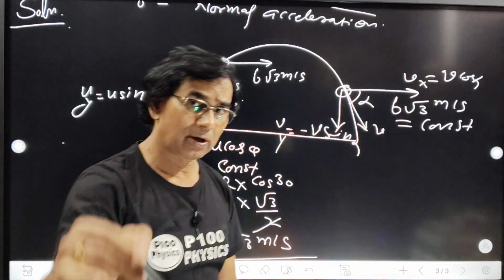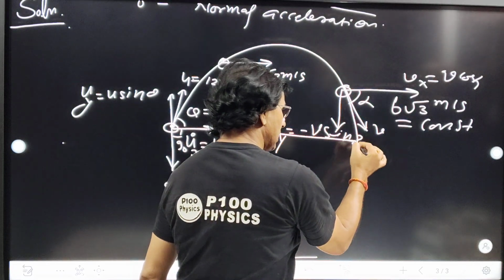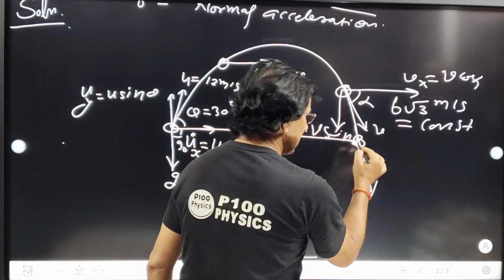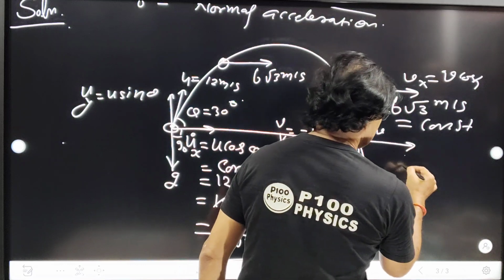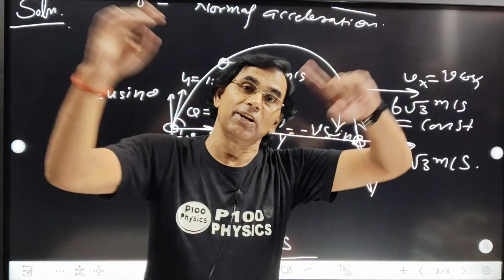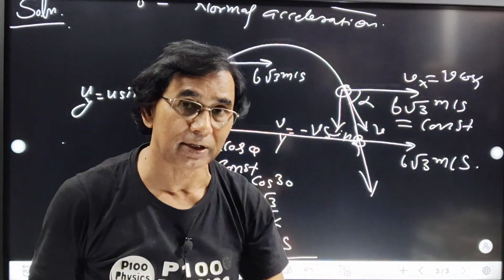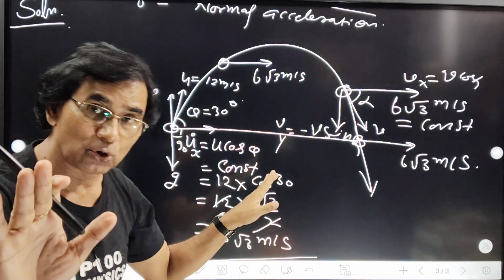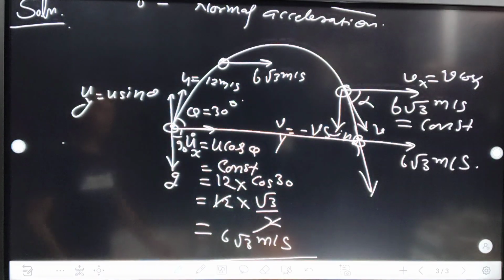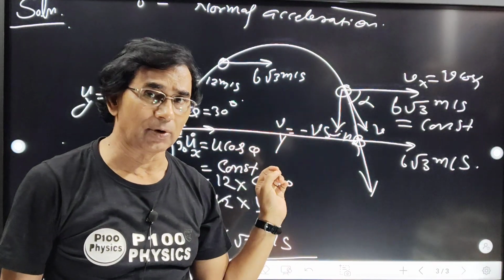And when this projectile strikes the ground, during the striking time also, this will be constant, 6√3 meter per second. Throughout the journey, the horizontal component will always be constant. There is no change. But what about the vertical component?